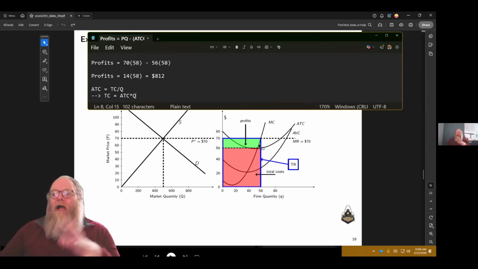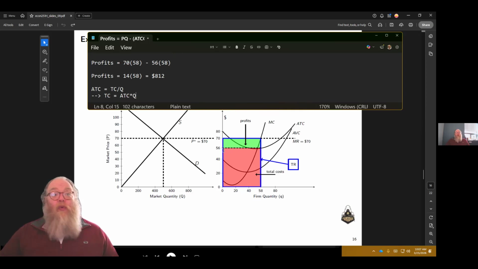So the blue line in this particular graph is total revenue. It's just price 70 times 58. Area of a rectangle is base times height. So we have a height of 70, a base of 58. Total revenue is just 70 times 58. And then total cost is going to be the rectangle formed by what is average total cost at the profit maximizing level of production? Again, here that's 58 units.